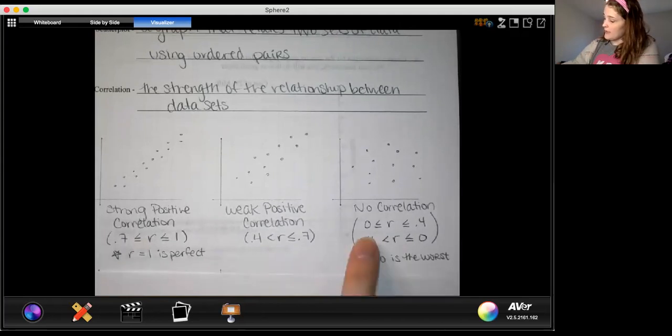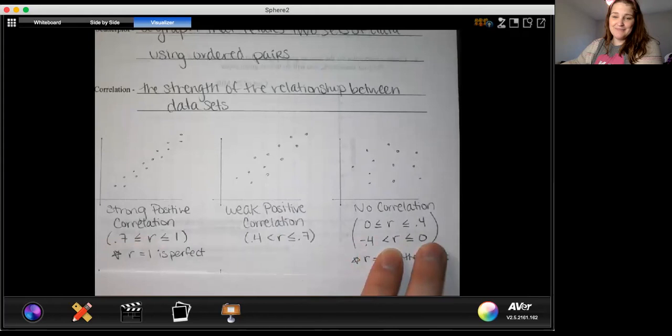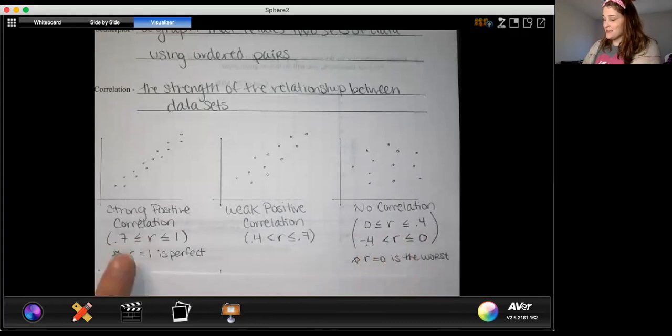So we have, in this situation, 0 to 0.4, and then a little hint, there's going to be negative correlation. So it also means if you have negative 0.4 to 0, okay? And we'll talk about that in just a second. But 0 is the worst. So 1 is perfect, 0 is the worst. So as you can see, as the numbers decrease in the positive sense, then you're getting less and less correlation that is strong and positive, okay?